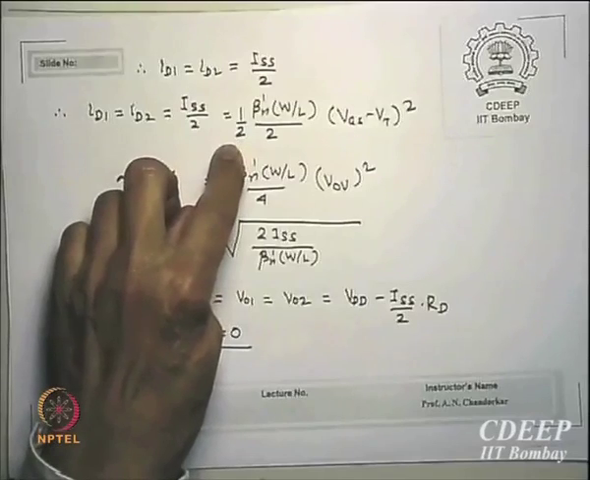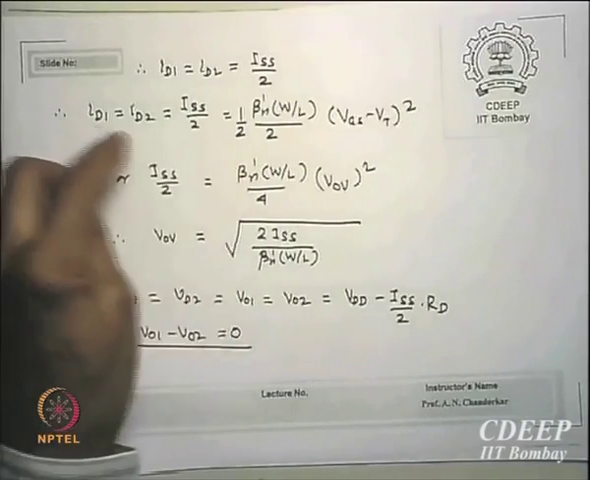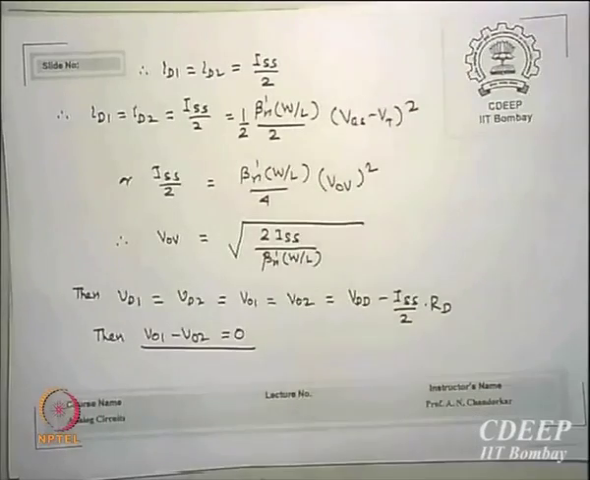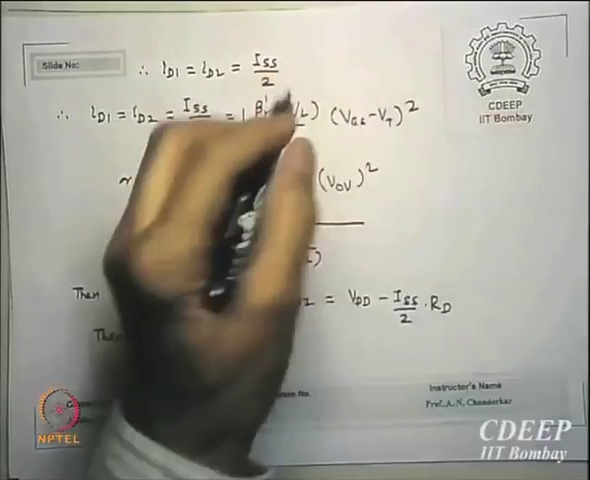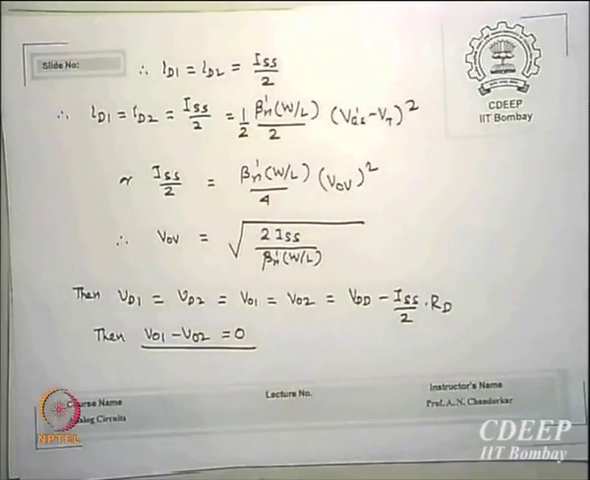This is half beta n dash W by L, but the current essentially is ISS, please remember what ISS is. If one of the devices is working, it is beta n dash by 2 into (Vgs minus Vt) square. If it is half current, half the current will go, ISS by 2 on one side, ISS by 2 on the other side. I agree with what you are saying, I fully appreciate it. If one of the devices is operating, normally we define my VOV for one of the transistors. Since it is half the current for individual cases when equal currents are there, we now define a new VOV which is related to half currents.